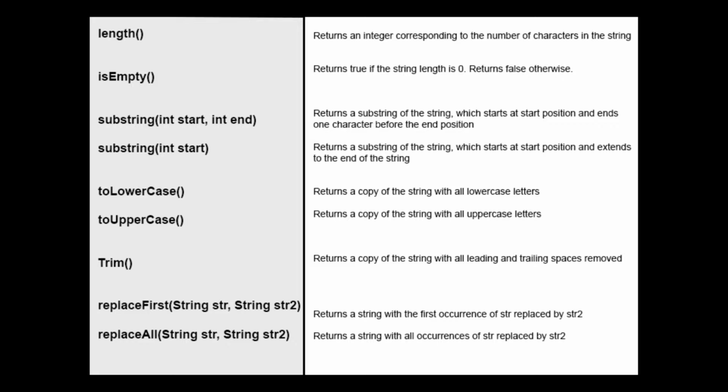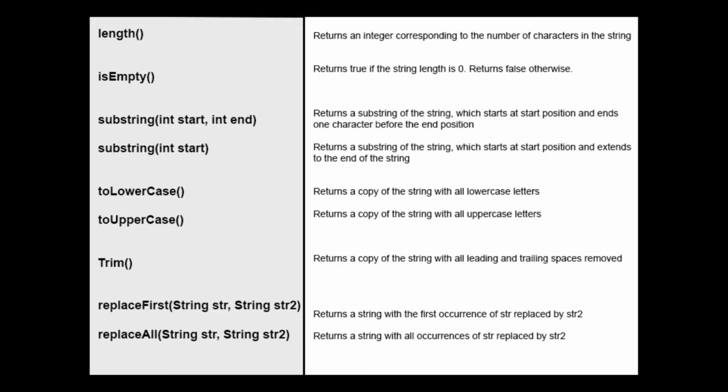Next, we have isEmpty. It returns true if the string length is 0, and false otherwise. So it's basically a different way of doing length. Instead of checking if the length is 0, you can just use isEmpty. Next, we have substring with int start and int end. This returns a substring of a string which starts at a position and ends one character before the end position. Next, we have a similar one, substring with just int start, which returns a substring that starts at a position and extends to the end of the string.